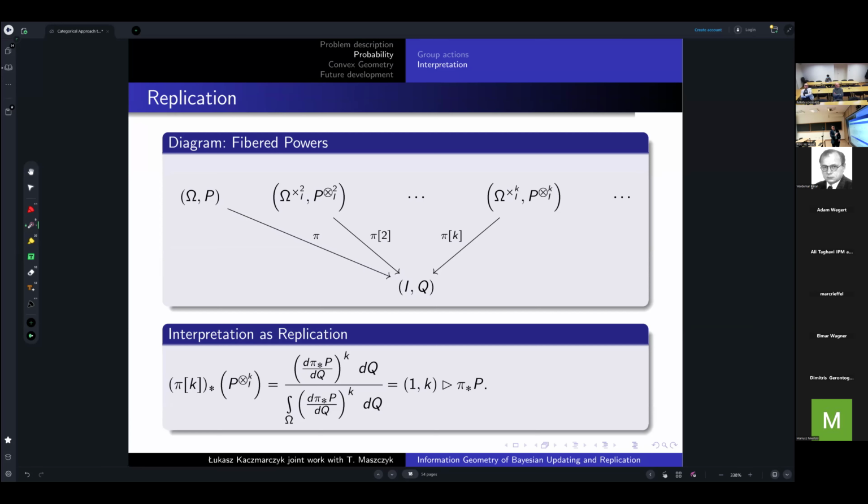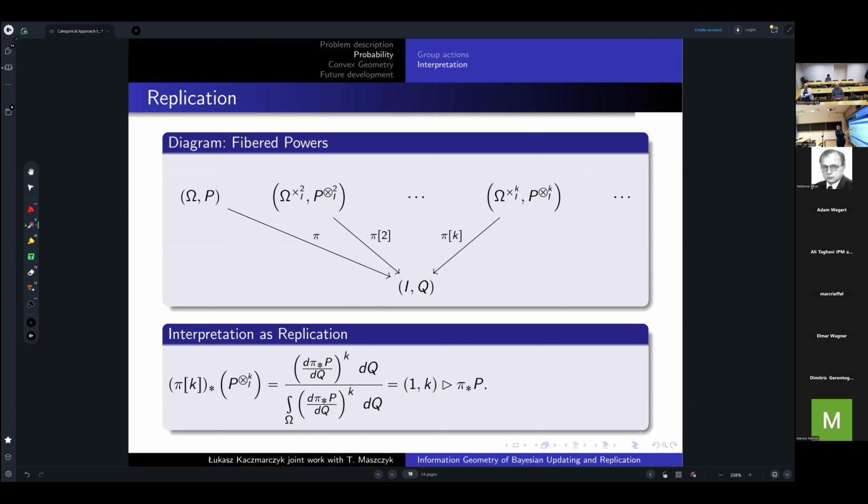But by calculating this direct image, we would see that what it does, it takes the derivative with respect to measure Q of the direct image of the starting measure P. It takes the power of it and normalizes this measure by dividing by the integral of this, which is simply the action of our multiplicative group.